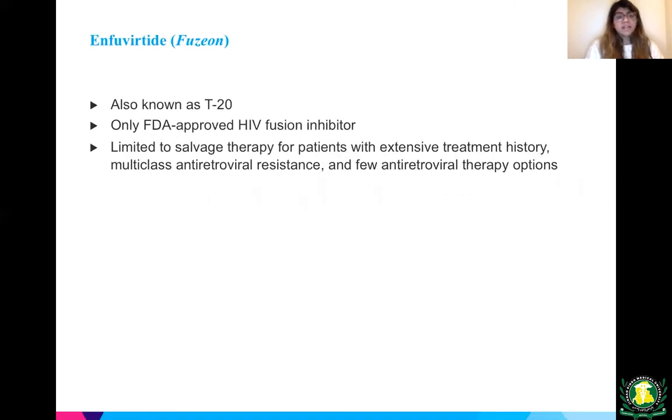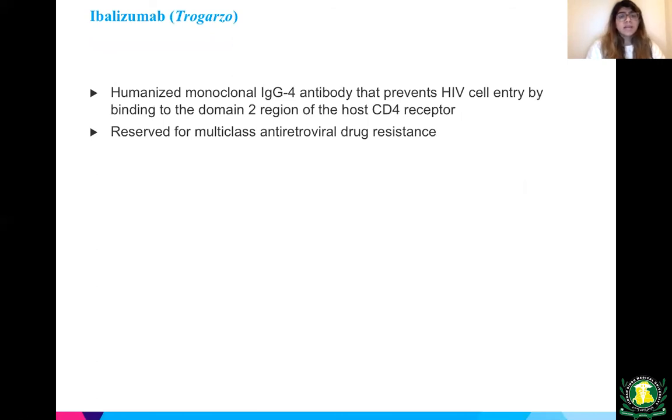And Enfuvirtide, also called Fuzeon, also known as T20, is a fusion inhibitor, again limited to salvage therapy. So patients that have had extensive treatment history, multi-class antiretroviral resistance, and few therapy options. And then Ibalizumab is actually an IV. It's not a pill. It's a monoclonal IgG4 antibody that prevents HIV cell entry by binding to the domain 2 region of the CD4 receptor. Again, reserved for those patients that have had a lot of resistance.